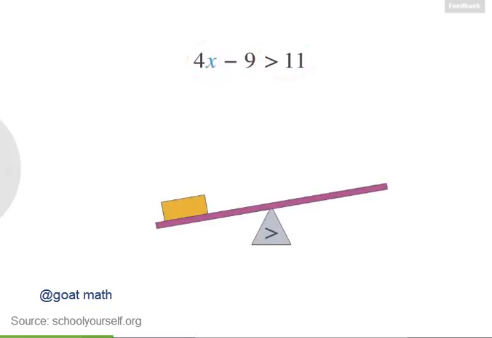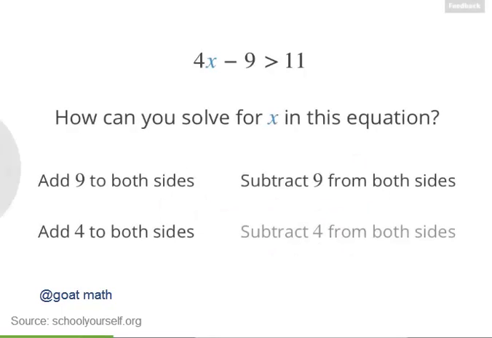Well, this inequality is saying that the left side is bigger than the right side. Now if we do the same thing to both sides, the left side will still be bigger than the right side. So our strategy still works. As long as we do the same thing to both sides, the inequality will still be true. So what's the first thing you would do to simplify this inequality? Would you add 9 to both sides, subtract 9, add 4, or subtract 4?